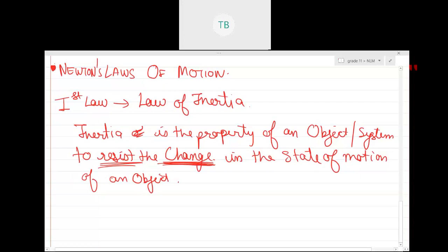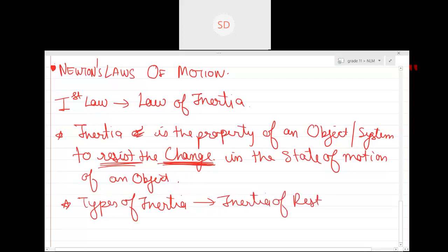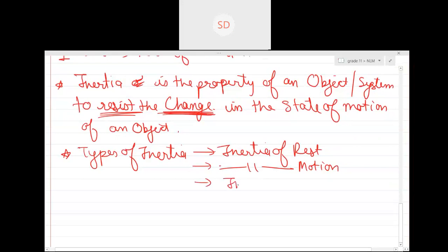So basically, that's inertia. Some things to note about inertia are very important. Shall I write the types of inertia so that it is included somewhere and you remember: inertia of rest, then inertia of motion, uniform motion, and the last one is inertia of direction.